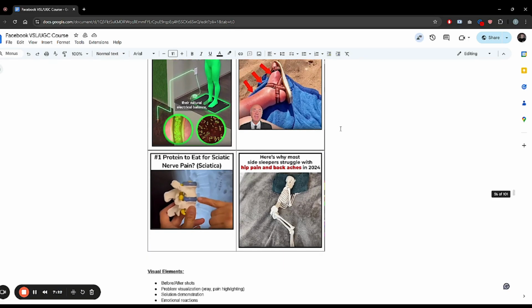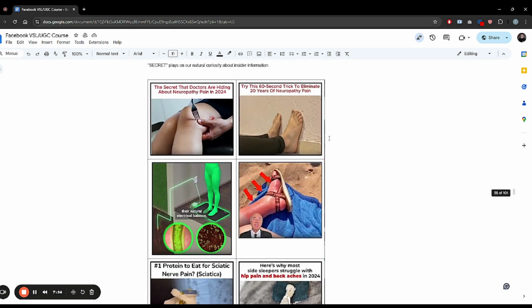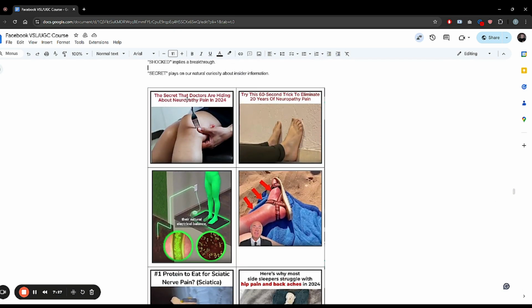So here are some effective thumbnail examples. So here, the secret the doctors are hiding about neuropathy pain in 2024. So here you can see a fork poking a knee in the thumbnail. It is kind of weird because neuropathy is usually in the feet or sometimes in the hands, and this spikes curiosity and interrupts their scrolling pattern, and they want to find out.